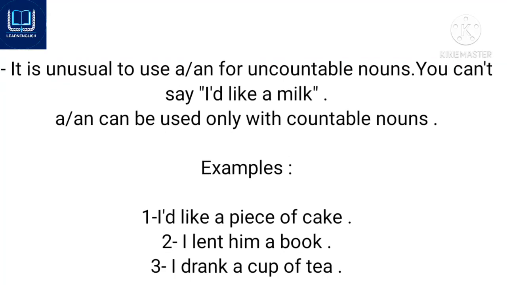It is unusual to use a or an for uncountable nouns. You can't say I'd like a milk. A or an can be used only with countable nouns. Examples: I'd like a piece of cake. I lent him a book. I drank a cup of tea.